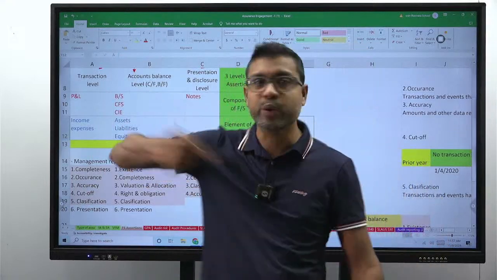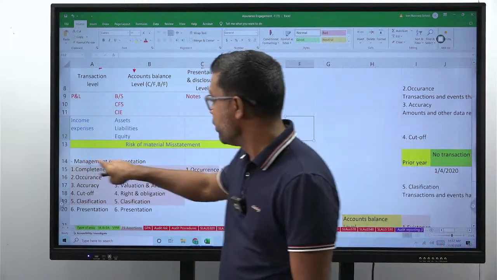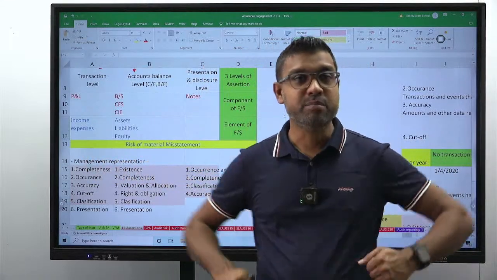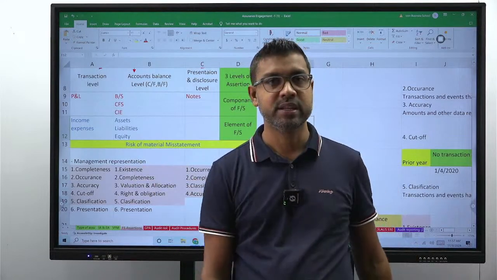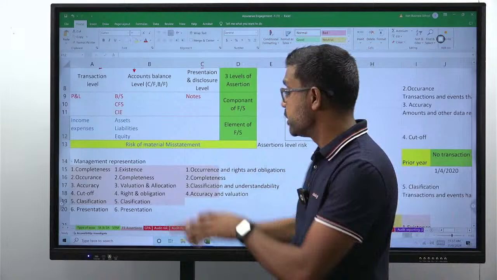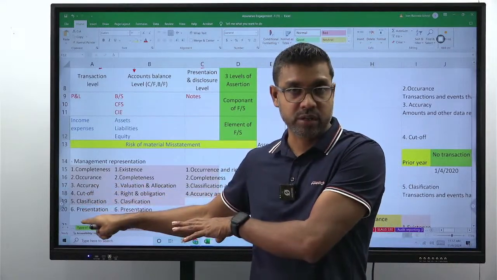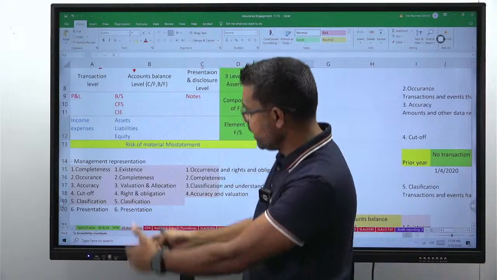So what is the auditor's duty? The auditor's duty is to check management representation: what management is saying about this assertion, whether it is right or wrong, and whether risks of material misstatement are associated with it or not. How do we do it? Let me explain later.